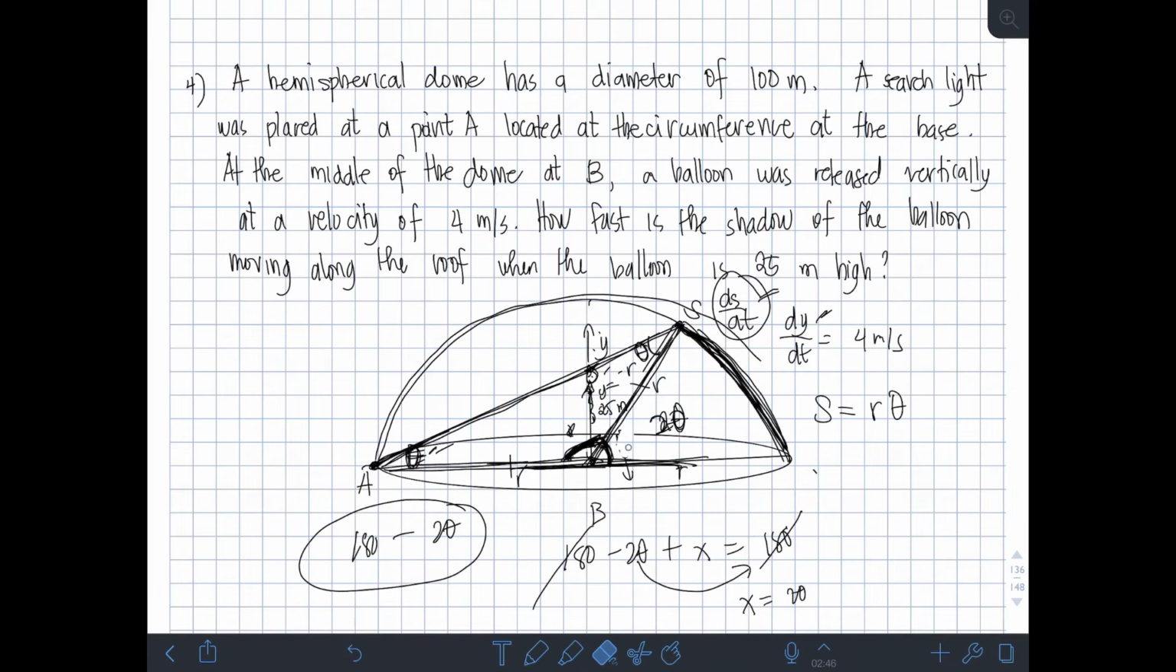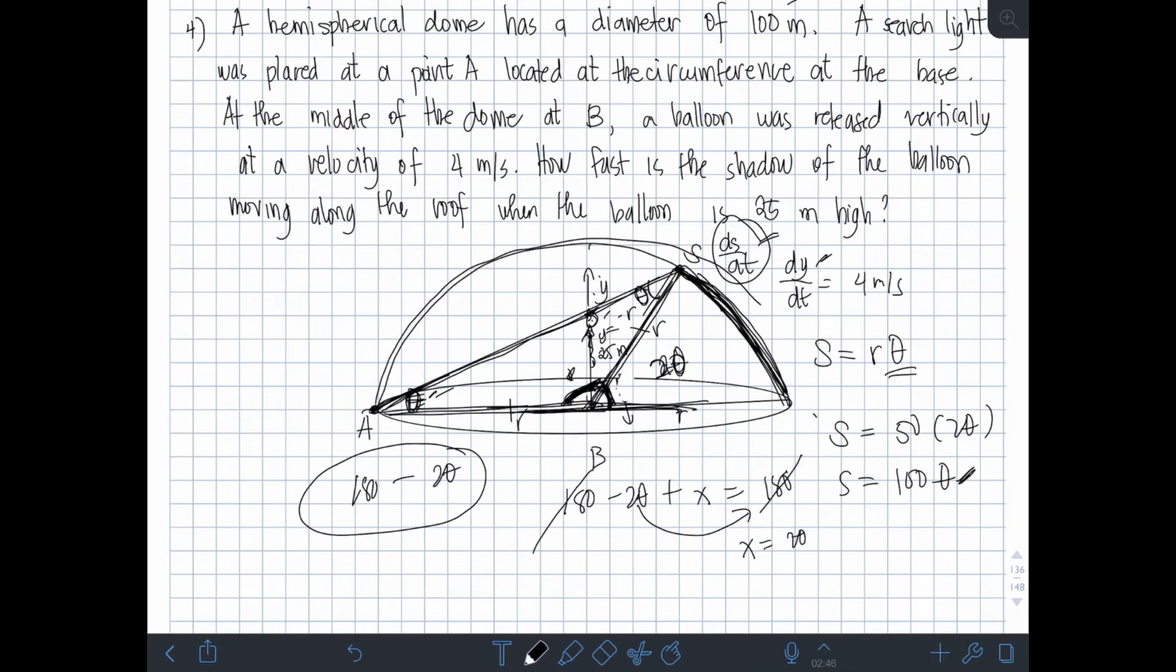Okay, so, baguhin ko na. So, referring to this formula, we have S is equal to R. Ano ba yung R natin? Given yung diameter, right? 100 meters. So, kalahati nun yung radius. So, 50 times, yung angle na to is 2 theta times 2 theta. So, S is equal to 100 theta.